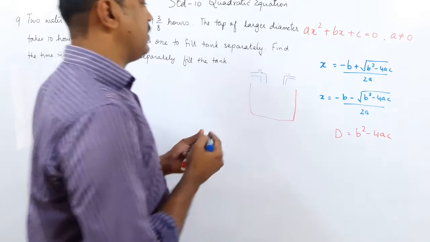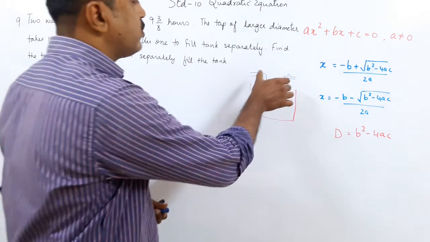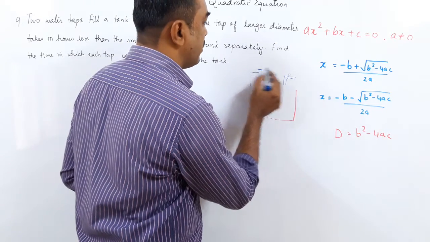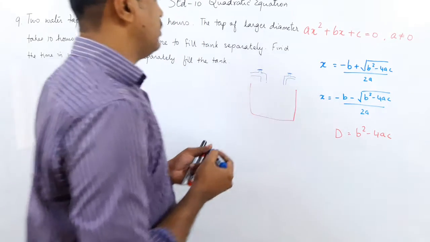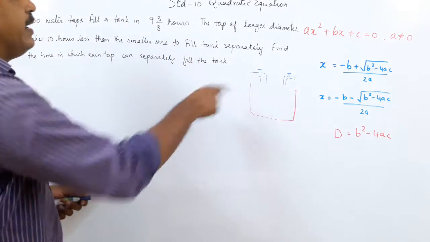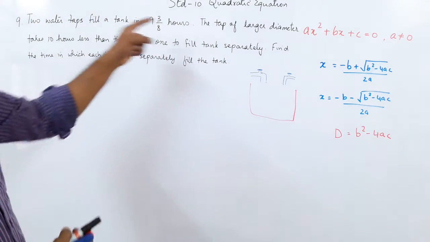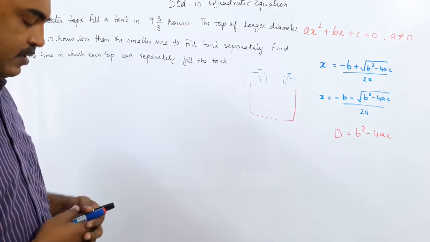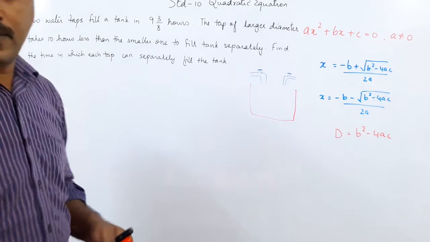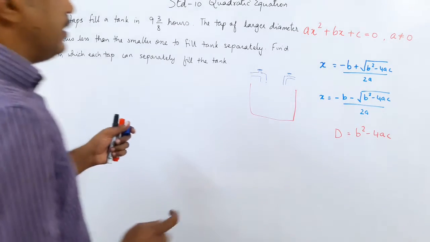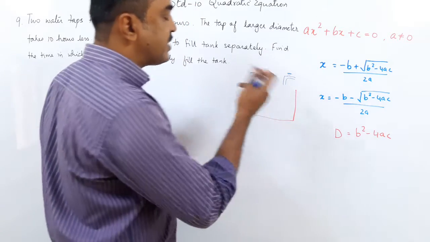Okay, we have got 2 separate taps. Now when both these taps are working together, then they fill this whole tank in 9 integer 3 by 8 hours. Now if they work separately, then this larger tap takes 10 hours less.